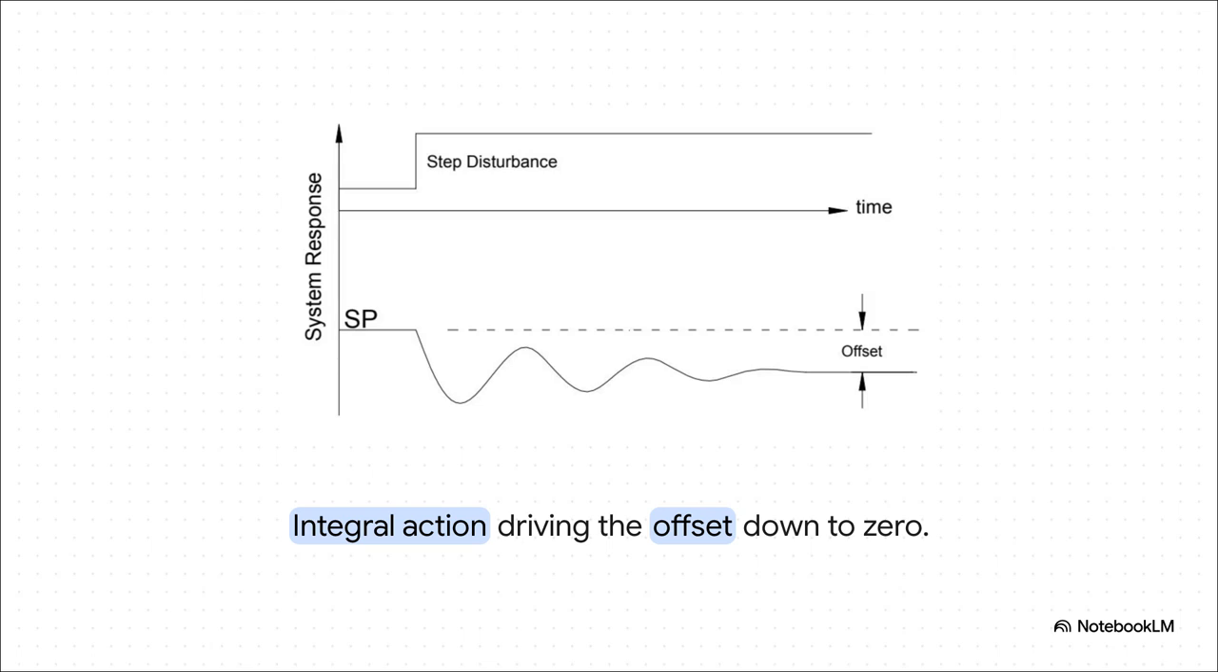Notice how, as long as any offset exists, no matter how small, the integral controller just patiently and persistently ramps that control valve open further and further. It keeps pushing until that offset is completely crushed, bringing the system right back to our perfect set point.